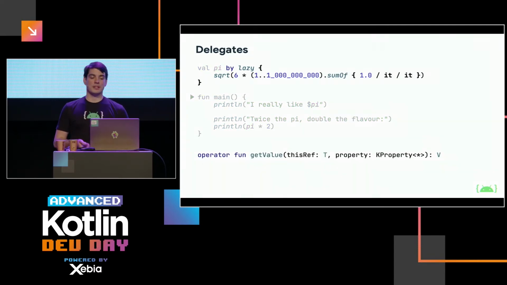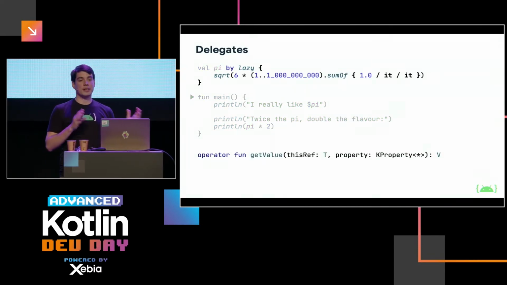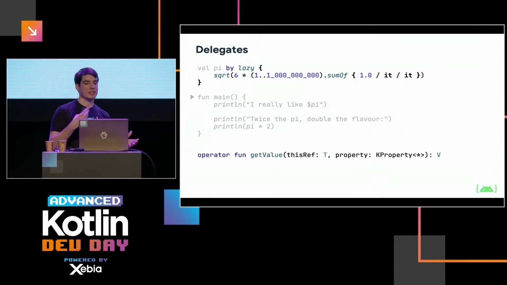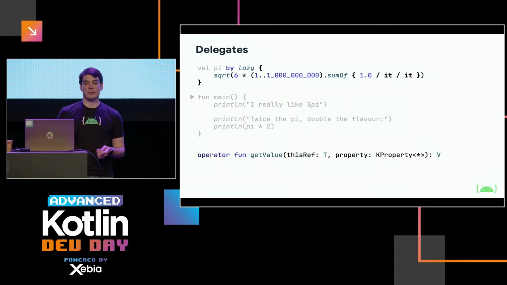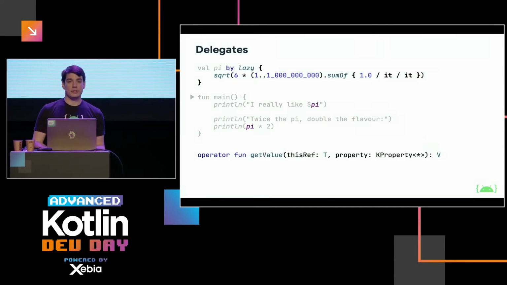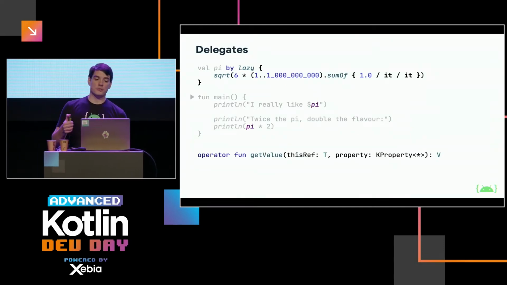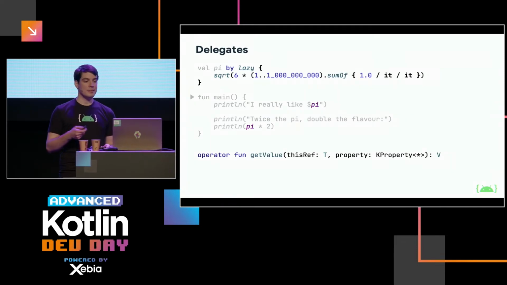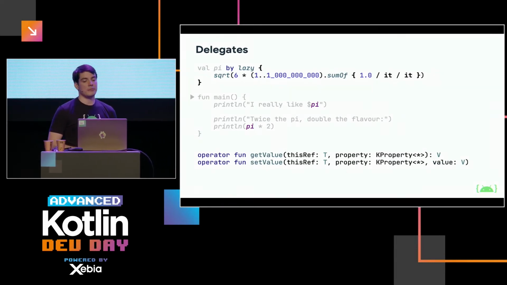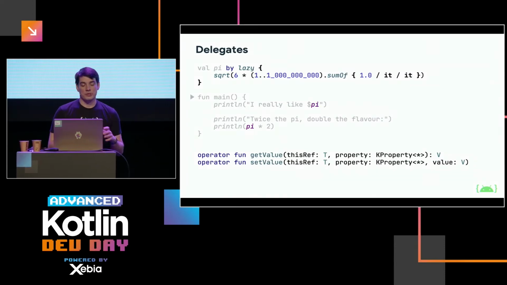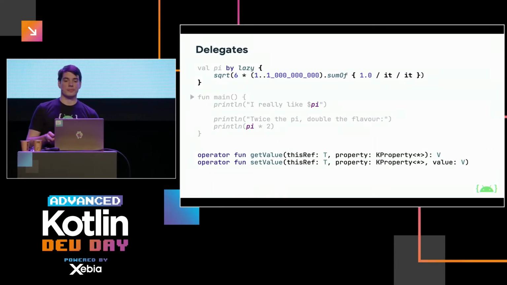Now, how this works behind the scenes is that whatever you place on the right-hand side of the by keyword, whatever object is being returned by lazy here, has to have a getValue function. And whenever the property is read, that getValue function is what will be invoked to produce a value. And similarly, if we weren't doing a read-only property, but a var instead, then we could also have a setValue function, which would have a very similar signature.